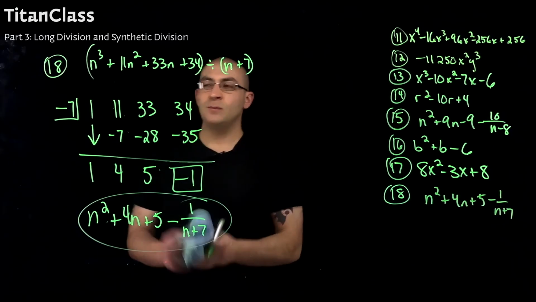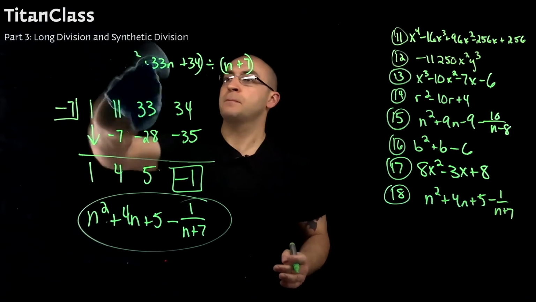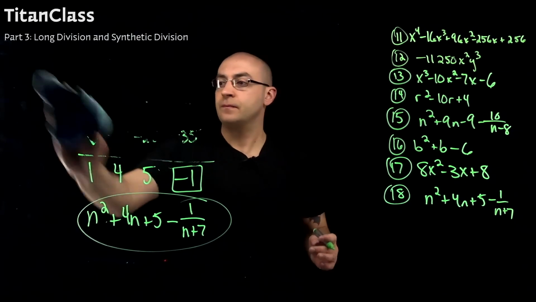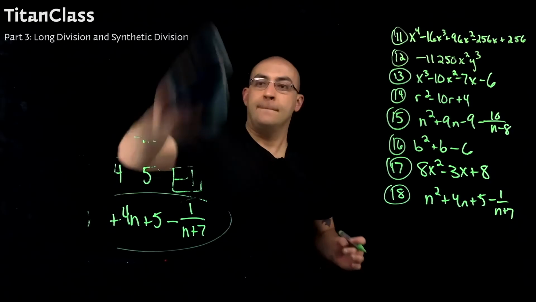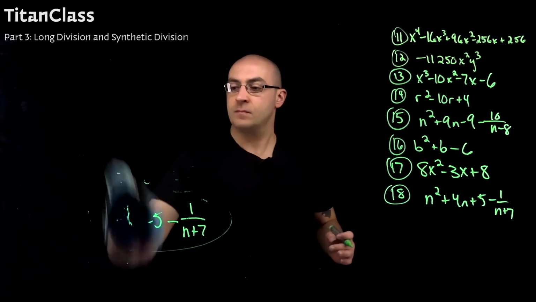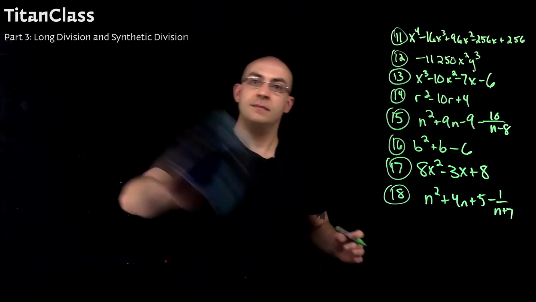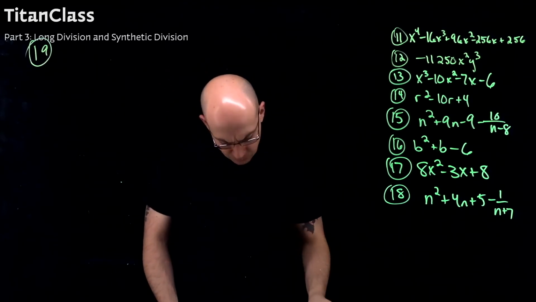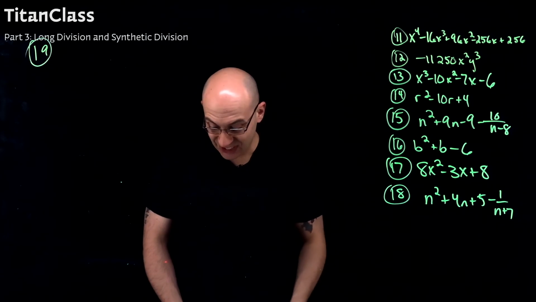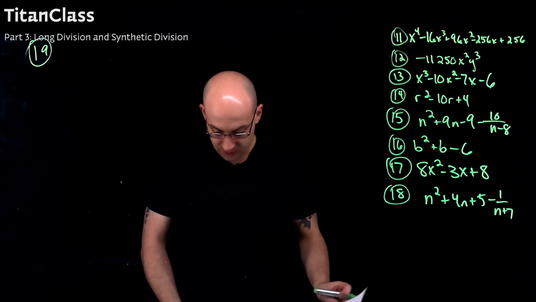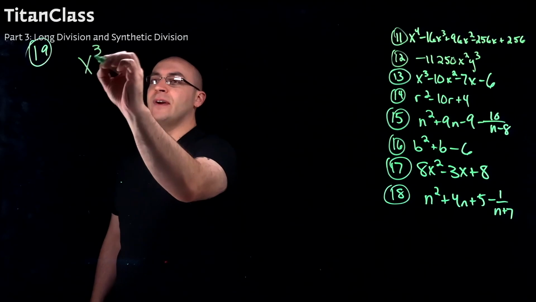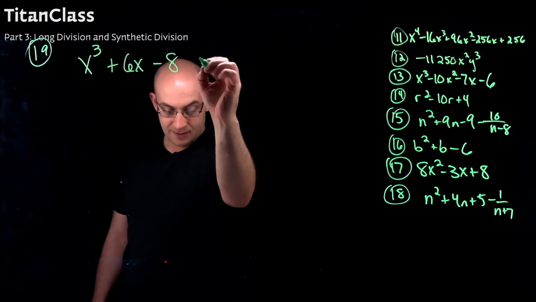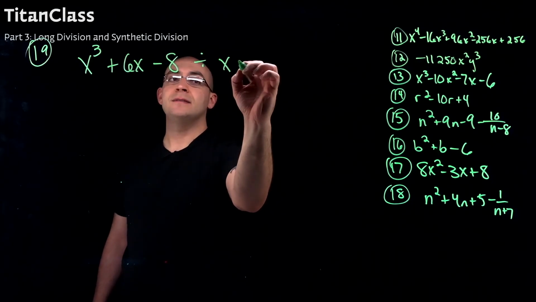Okay. One more weird problem to do, and it's synthetic. You'll see what I mean in a second, I hope. I actually don't know if this is going to work or not because I'm creating it off the top of my head. Okay. x to the third plus 6x minus 8 divided by x minus 2.